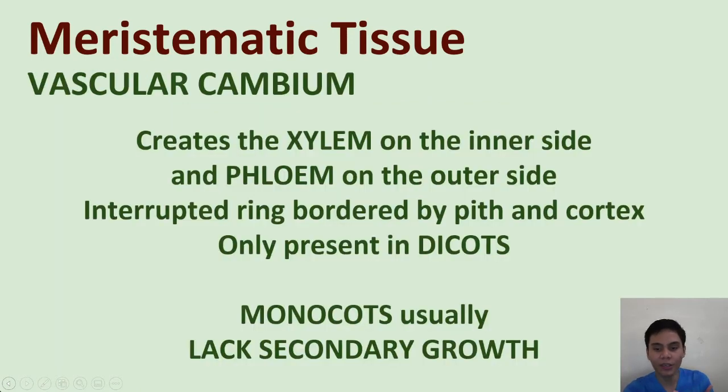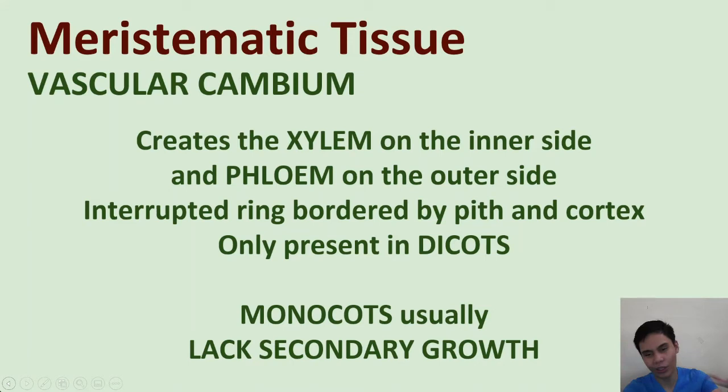Vascular cambium, on the other hand, creates the xylem on the inner side and phloem on the outer side. So water flows on the inner side of the vascular cambium, and food flows on the outer side of the vascular cambium. So it's a ring that's bordered by the pith and the cortex, so the pith on the inside and the cortex on the outside, and it's only present in dicots. Dicots like trees. Monocots like grass usually lack secondary growth. So, grass doesn't grow thicker usually.